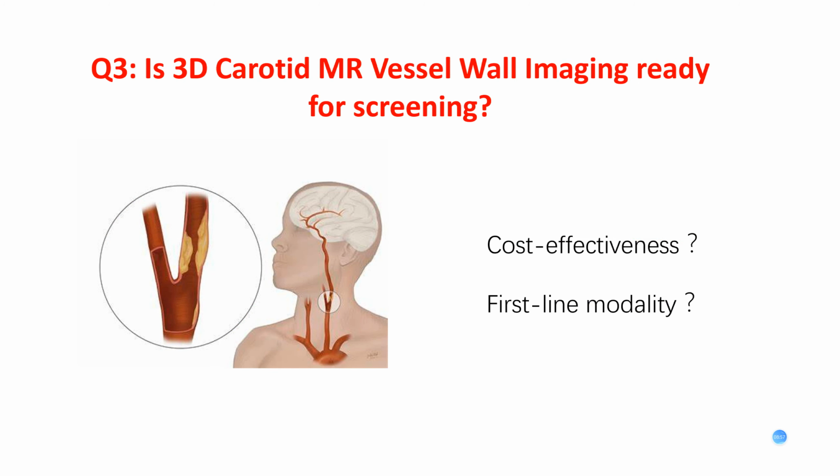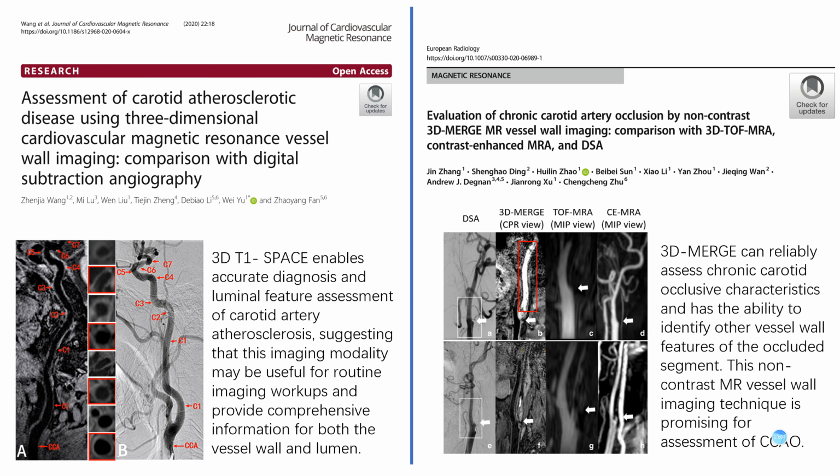The third question, is 3D carotid MR vessel wall imaging ready for screening? Here are two papers comparing with TOF MRI and contrast-enhanced MRI, using DSA as reference. 3D fast black blood techniques enable accurate diagnosis and lumen feature assessment of carotid disease, suggesting that this imaging modality may be useful for routine imaging workups and provide comprehensive information for both the vessel wall and lumen.